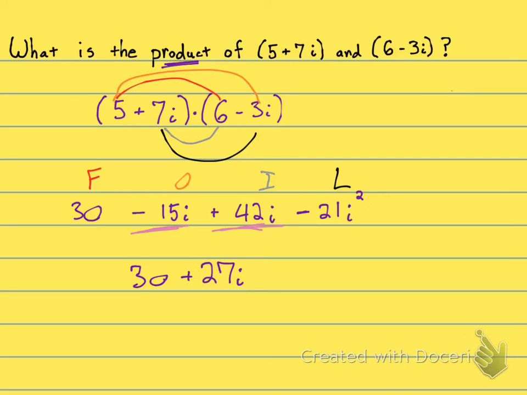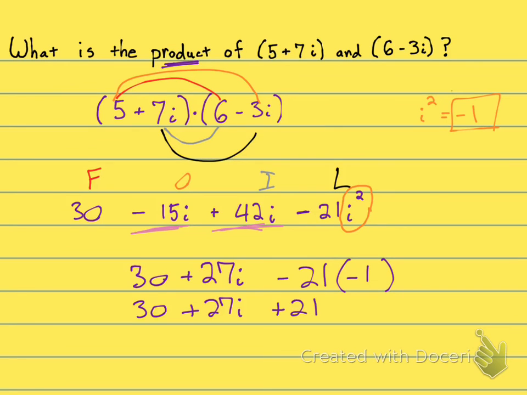Okay, this is the thing you need to know. i squared, by definition, i squared is negative 1. Okay, that's what i squared is. So this is going to be minus 21 times i squared is negative 1. So we have a minus and a minus, that gives us a plus. So 30 plus 27i plus 21. And then the 30 plus 21 will go together to give me 51.